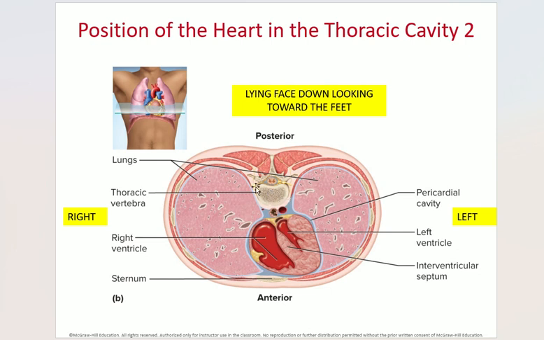Once you can locate one item, you can orient yourself in how this person is positioned, so you can get your left side and your right side, your posterior and your anterior figured out. And then this person, like I said, is laying face down. So we've got right side over here, left side, front, and the back.